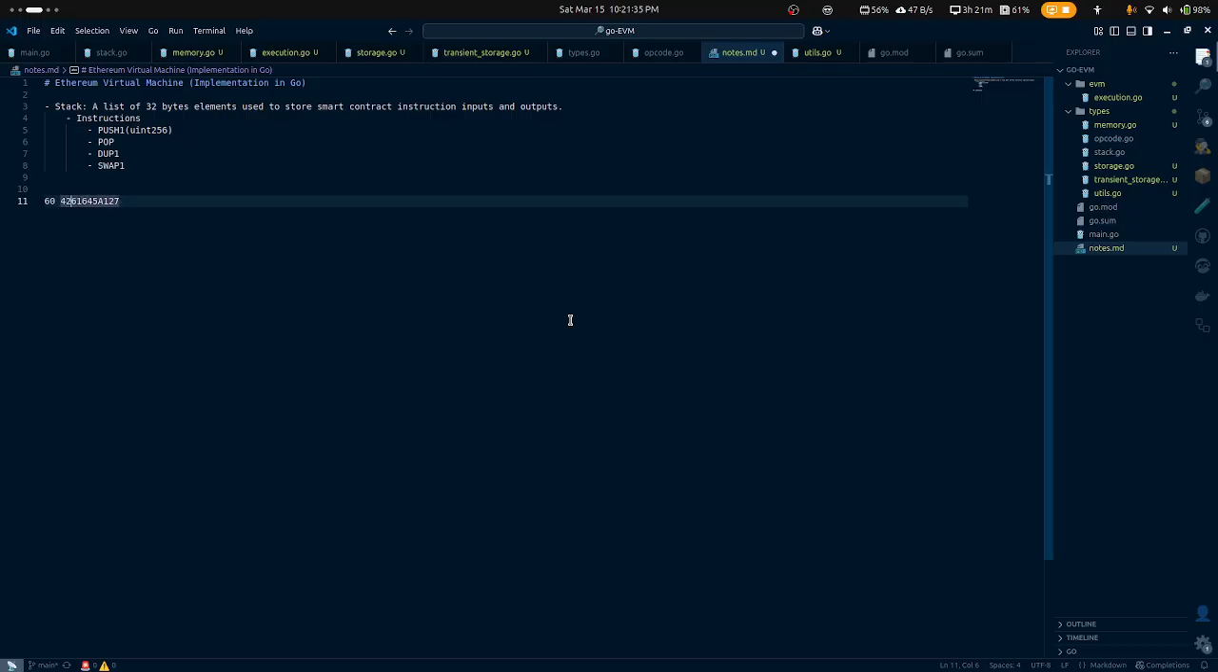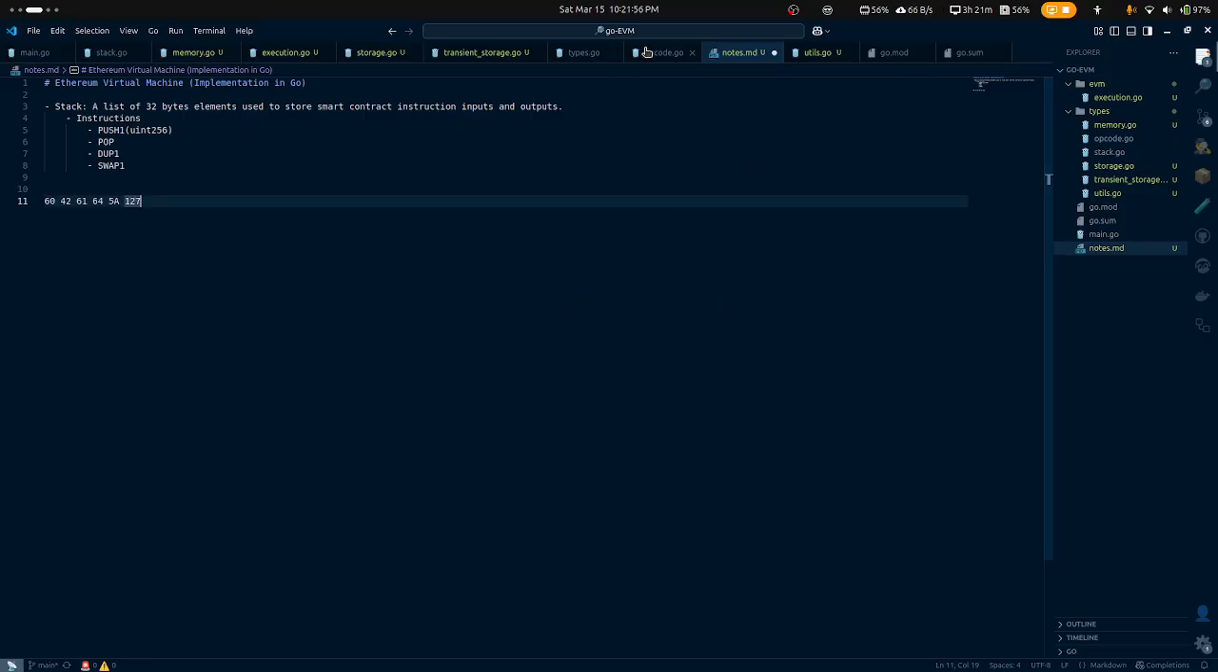So 42 now is data. Next we have 61. 61 is an opcode. I'm just giving an illustration. 61 is an opcode. We have 64. 64 is going to be data. We have 5e. 5e is going to be an opcode, and 127 is going to be data.